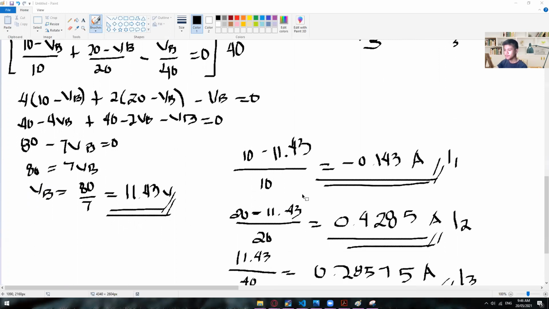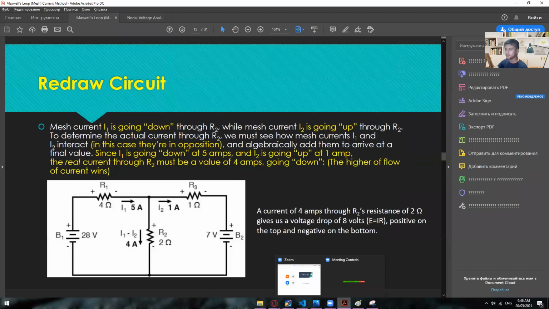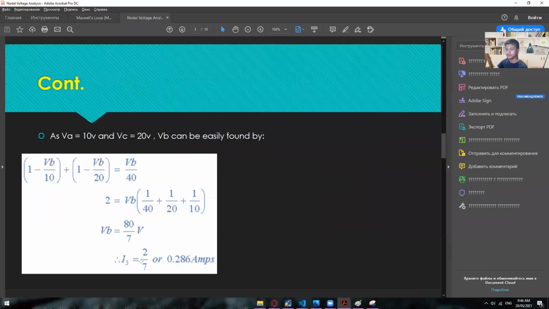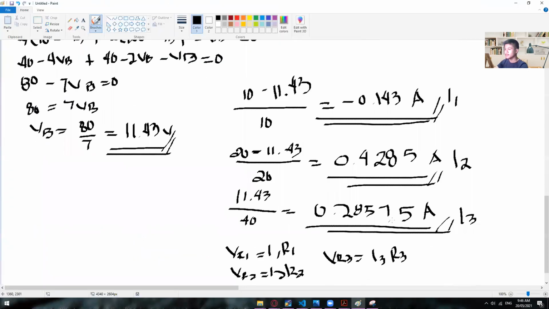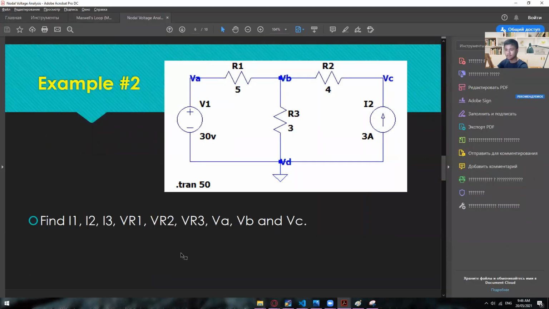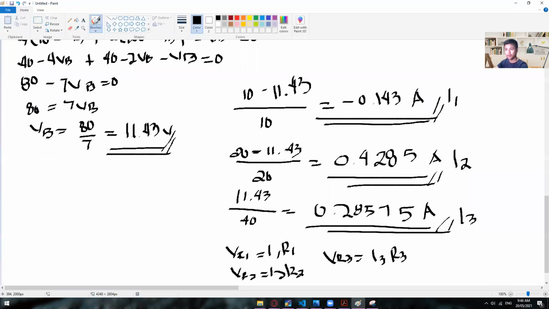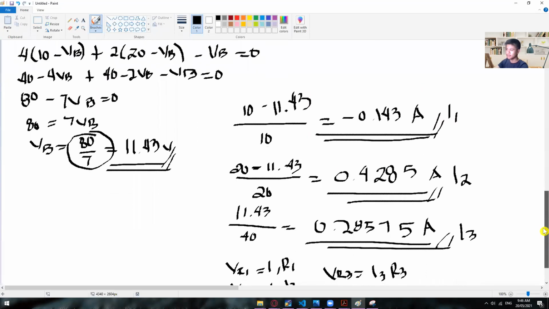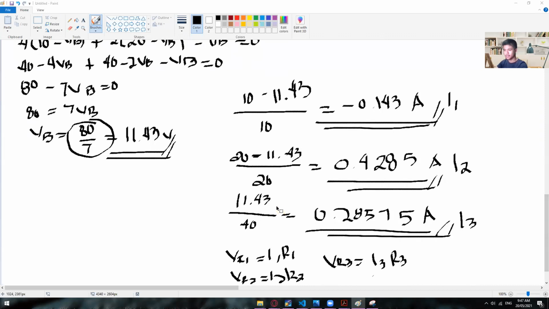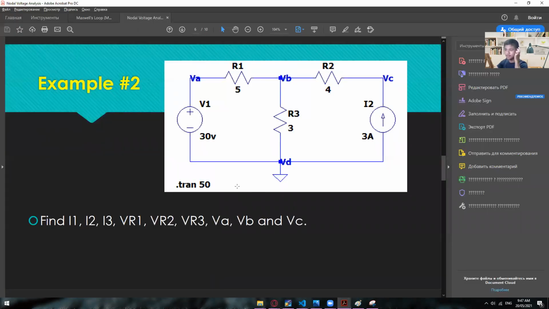Okay, so if we are going to compare that one, oops, not this one right here. So yeah, the I3 is 0.286 amps. And there you go. So this one is 6, so it only gets the 3 decimals. And VB is 80 divided by 7, wherein 80 divided by 7 is equal to 11.43, which is this one. All right. And then the rest are just bonus, wherein you can solve for the I1, I2, I3, VR1, VR2, and VR3. Okay, so that's it for the first example.